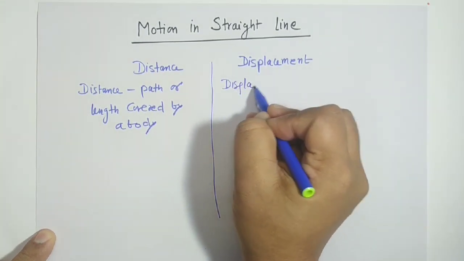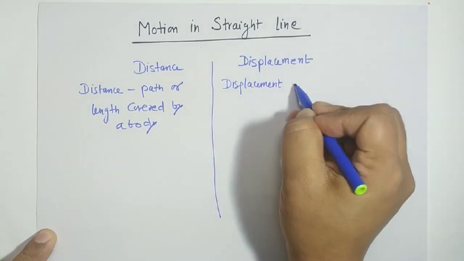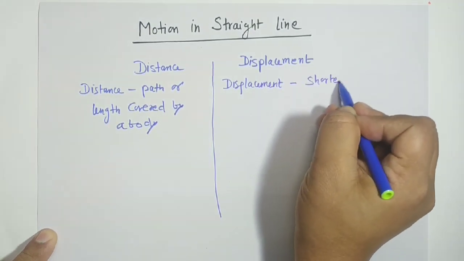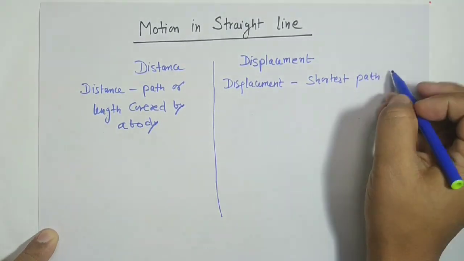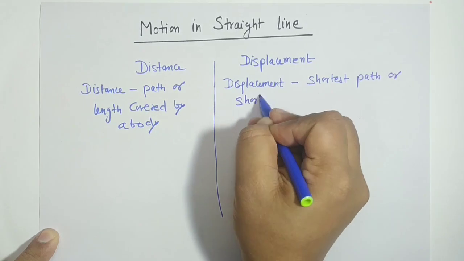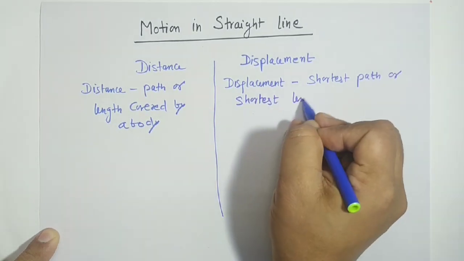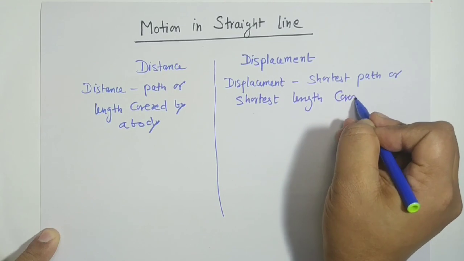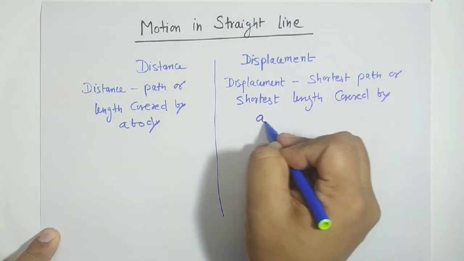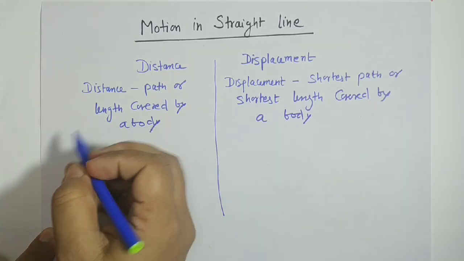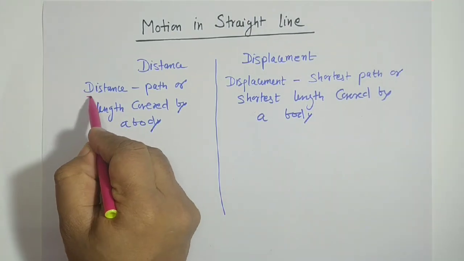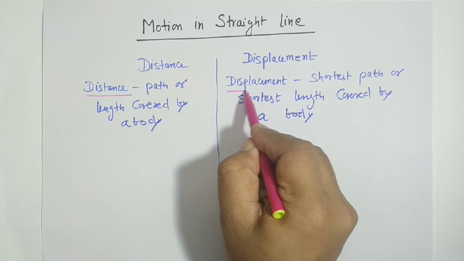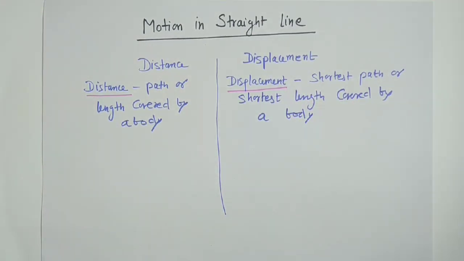And what is displacement? I think all of you know. Displacement is the shortest path or shortest length covered by a body. So displacement and distance, we all know these terms: distance is the path or the length covered by the body, and displacement is the shortest path.